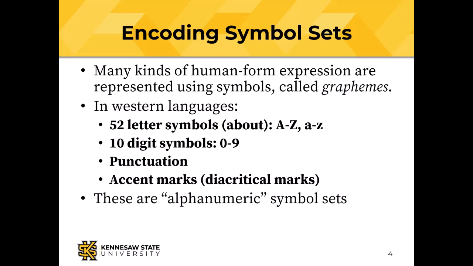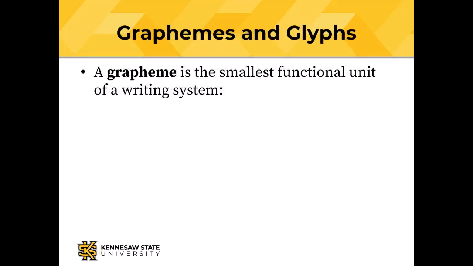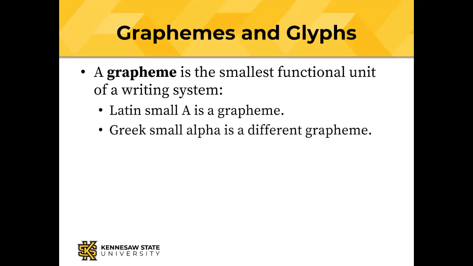Coding schemes that represent both letters and numbers are called alphanumeric symbol sets. And it really is almost as simple as 1 represents A, 2 represents B. I used the word grapheme a moment ago. A grapheme is the smallest functional unit of a writing system. So for example, writing English, we use the Latin alphabet. The Latin small letter A is a grapheme. The Greek small alpha is a different grapheme.